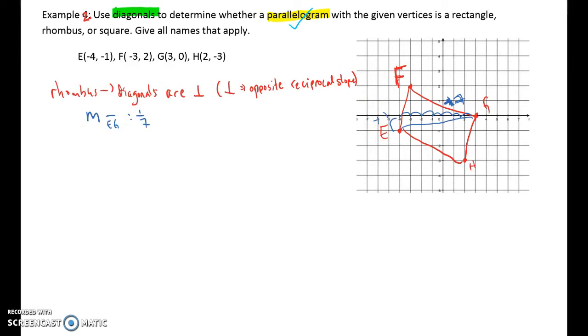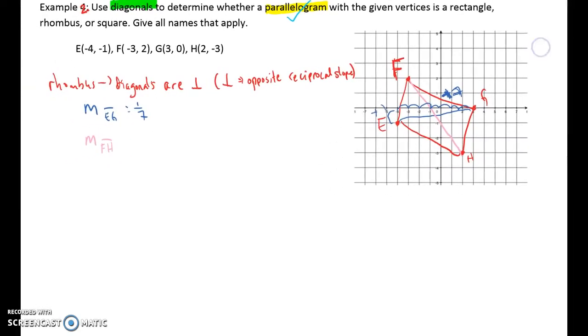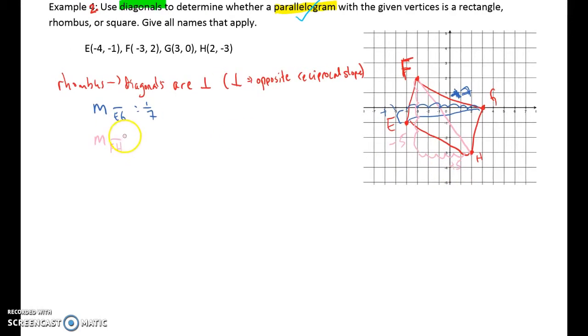Then I want to find the slope of FH. And again, you can draw on that diagonal. And I can again count my rise and run. All right, so I'm going to go down 1, 2, 3, 4, 5. So that's minus 5. And here I'm going to go over 1, 2, 3, 4, 5. That's a positive 5. So that's going to be rise over run. All right, super messy today. So rise is negative 5 over run, which is positive 5, so that's equal to negative 1.